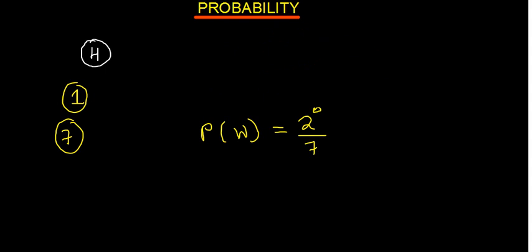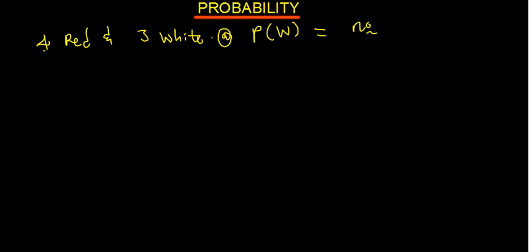Now, let's say you have got a bag, and in this bag you have got different marbles. Okay, so you have got a bag which contains, let's say, 4 red marbles and let's say 3 white marbles. So the question is, what is the probability of picking a white marble? The probability of picking a white marble is going to be equal to the number of white marbles divided by the total number of marbles.